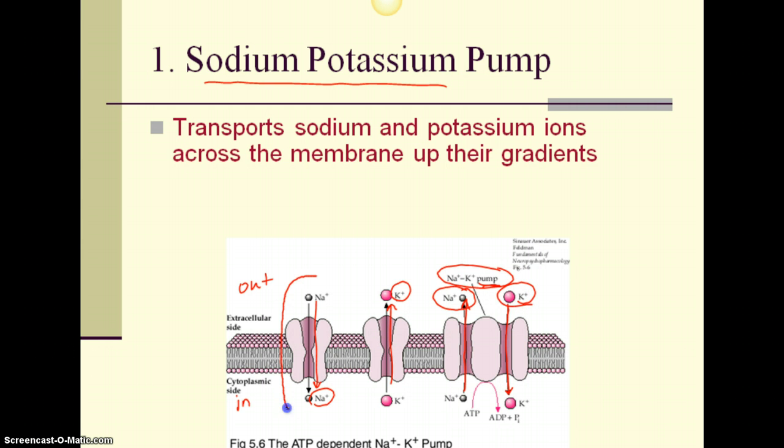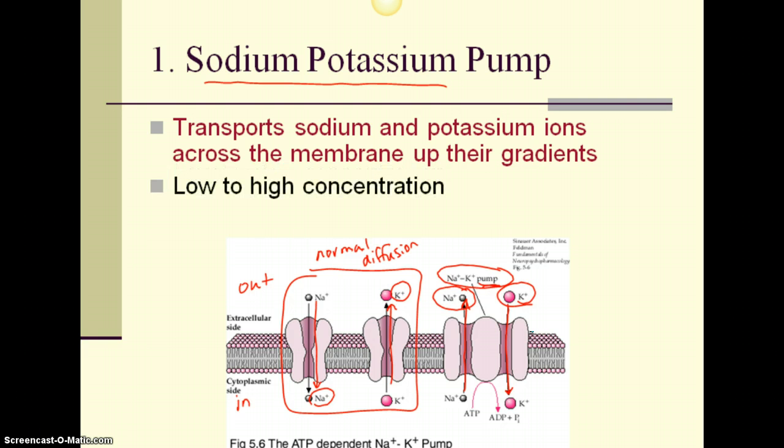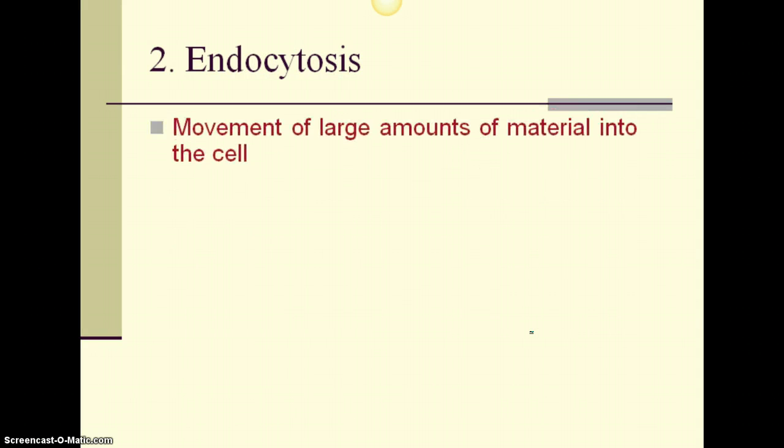This right here is showing normal diffusion through ion channels. And this pump is being represented here, where sodium is being taken out of the cell and potassium is being taken into the cell. Again, it's going to go to high concentration, and it has to use ATP. The other options for active transport are endocytosis and exocytosis.